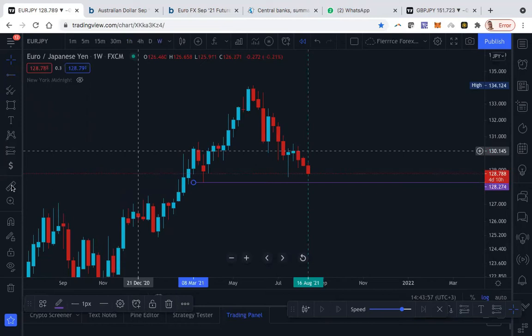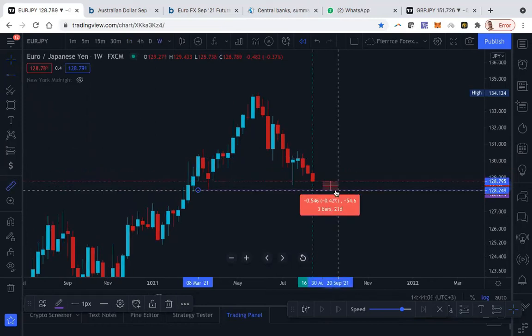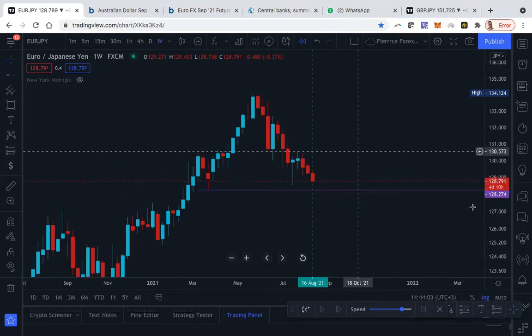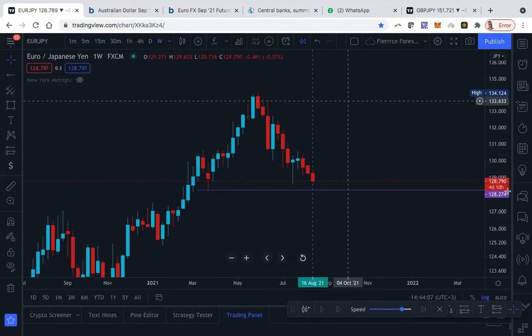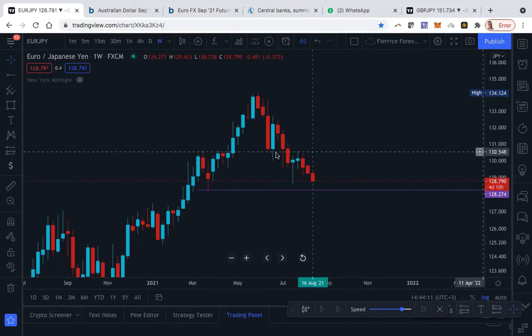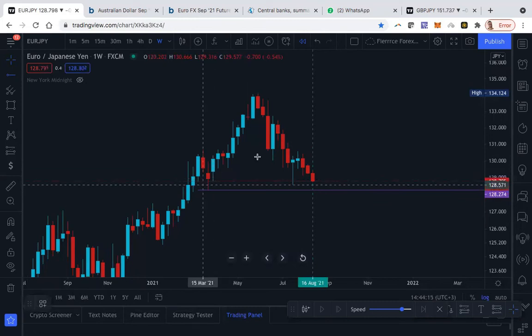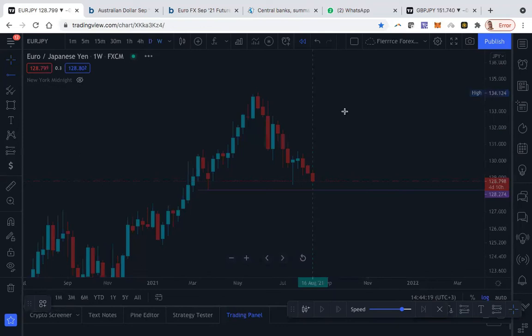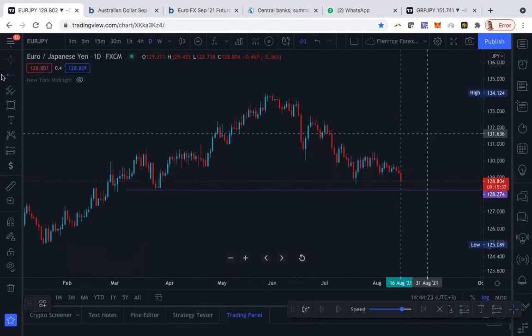So let me see how many pips these are. About 50. So I'm hoping it gets to this level and then we can actually push back up. Yeah, that's really how I'm looking at this. Let's look at the lower time frame, the daily.